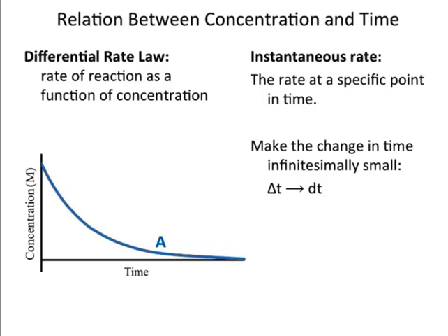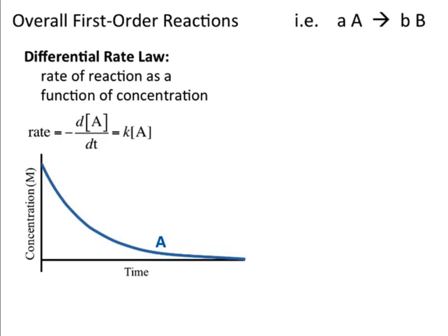So again, let's think about this a little bit more. The instantaneous rate is the rate at a specific point in time. As you shrink down delta t, you get to an infinitesimally small chunk of time that we call dt. Your instantaneous rate is the slope at this time, and we've described it like this. That's kind of a recap. Now, in an overall first order reaction, we're just going to say A goes to B, whatever that is.